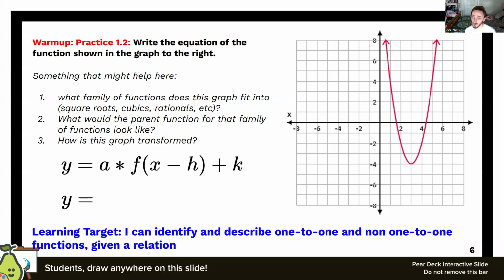What would the parent function for that look like without any transformations present? And then how is this graph transformed from that parent? And then use those details to write in the equation template at the bottom of the slide and in your practice. So I'll give you maybe a couple minutes to think this one over with your group mates. What family of functions does that graph in red look the most like? What parent function would best fit that scenario? And what transformations happen to that parent function to get this guy as a final result?